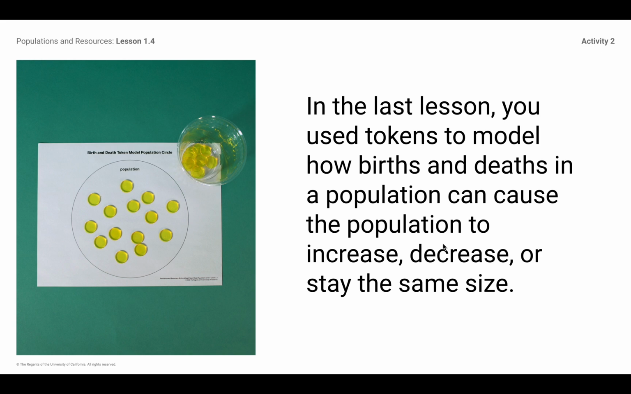And if you were not here yesterday, basically we started out with 14 tokens in the circle, and we modeled how a population would stay stable. So that means over time, the number of births and deaths were equal. If we wanted it to increase, we added more tokens through births. And if we wanted it to decrease, we removed more tokens through deaths. Okay?